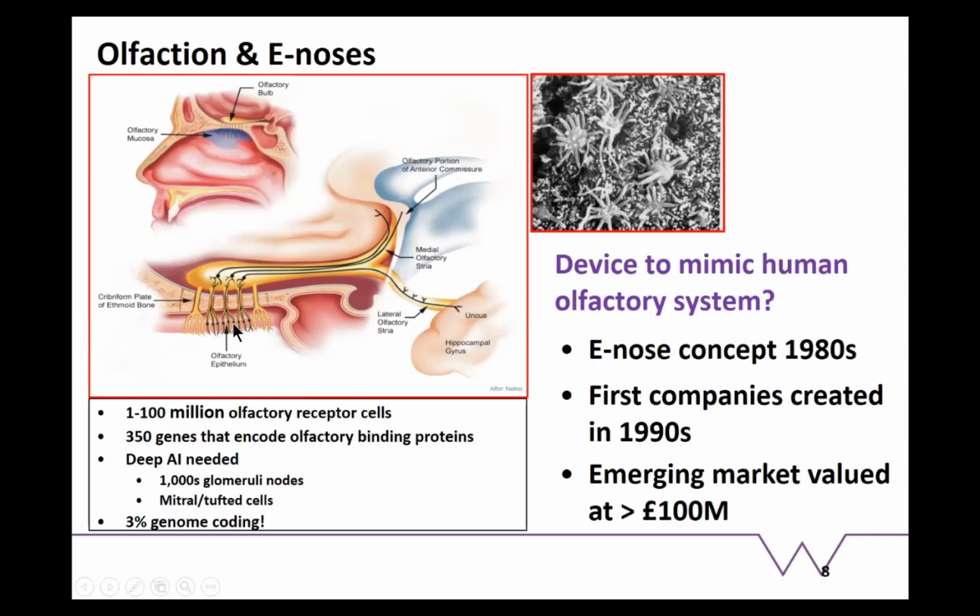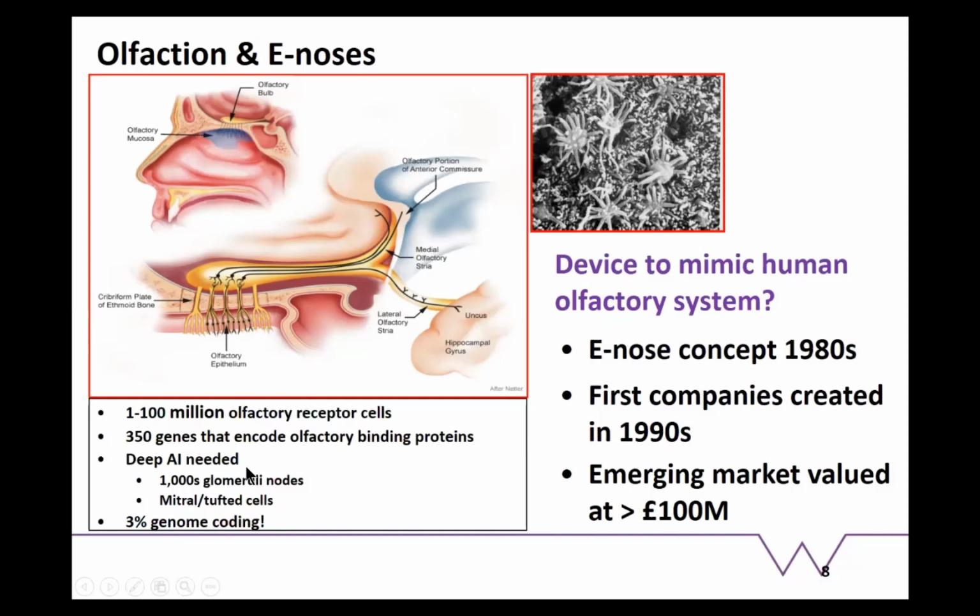It then diffuses and gets captured within a mucus layer, a sort of polar mucus layer that washes over the olfactory epithelium. Within that epithelium are around 350 different olfactory binding proteins, and attached to those are about 100 million olfactory receptor cells. On top of that, there are other cells, mitral cells, and glomeruli nodes, about thousands of those, and then about 50,000 above that.